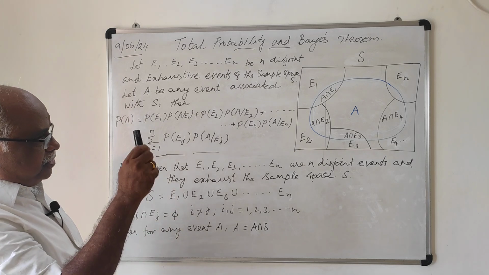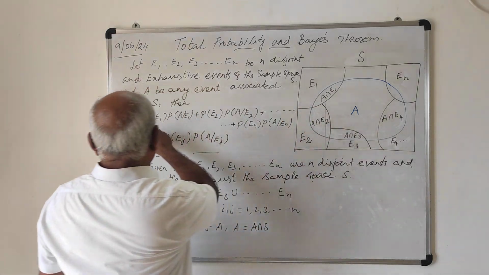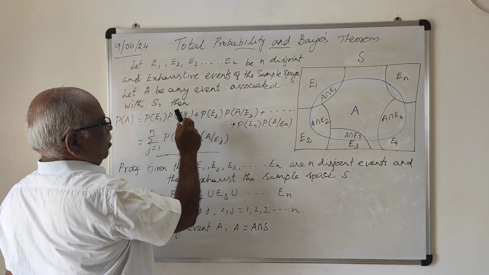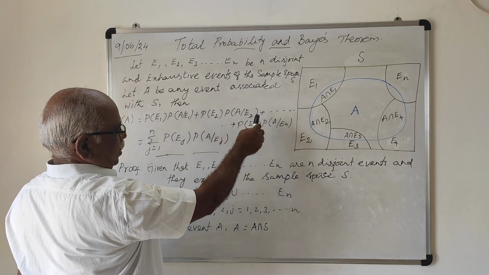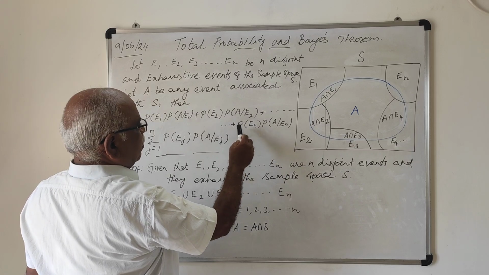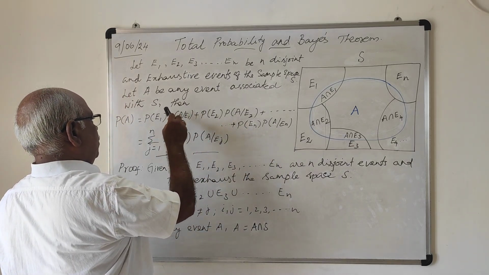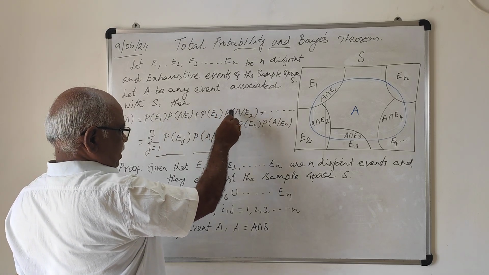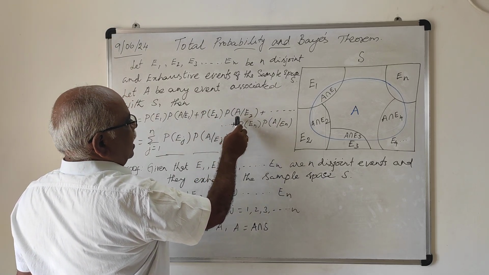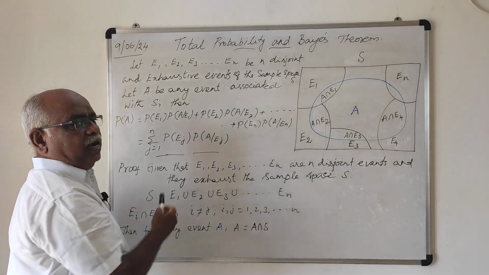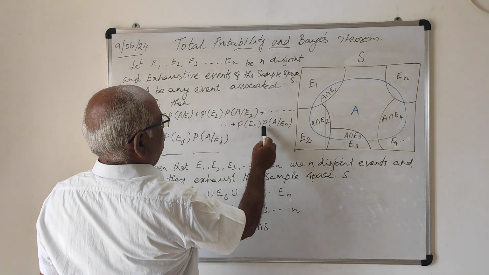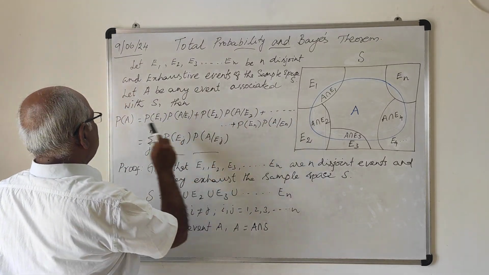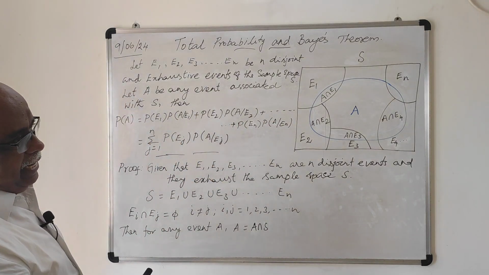Then the total probability states that probability of A equals probability of E1 into probability of A by E1, plus probability of E2 into probability of A by E2, plus etc. Here it is the conditional probability: probability of E1 into the conditional probability of A given E1, plus probability of E2 into probability of event A occurring given that the event E2 has already occurred. Like that, probability of En into P of A by En. This is the total probability of the event A.